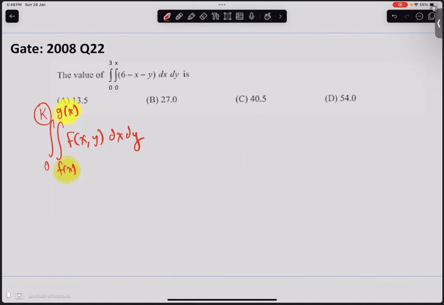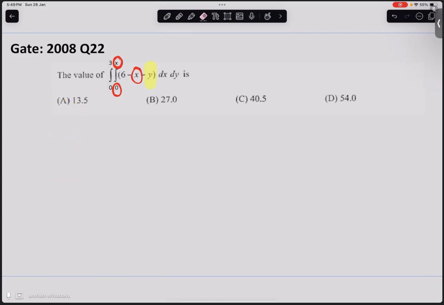The second thing we need to know is, even if you have a variable in the limit, when you have the same variable inside the function which you are trying to integrate, when you are integrating this function with respect to y, you have to assume x as constant. So when you integrate this function for the first time with respect to y, you are not going to integrate x as x square by 2. You are going to treat x as constant.